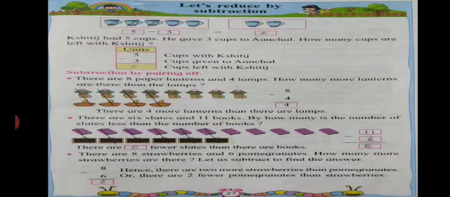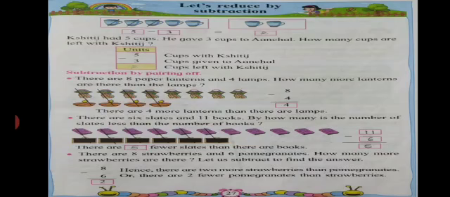Subtraction by pairing off. There are 8 paper lanterns and 4 lamps. How many more lanterns are there than the lamps? There are 8 paper lanterns and 4 lamps. So we have to know how many more lanterns are there than the lamps. For this, we have to subtract 4 from 8.